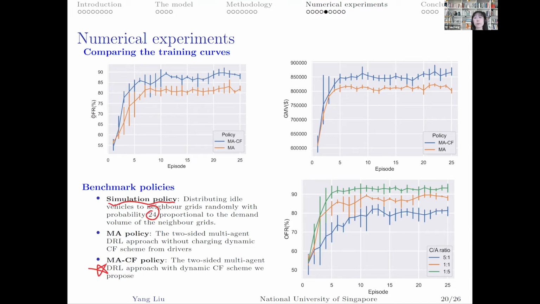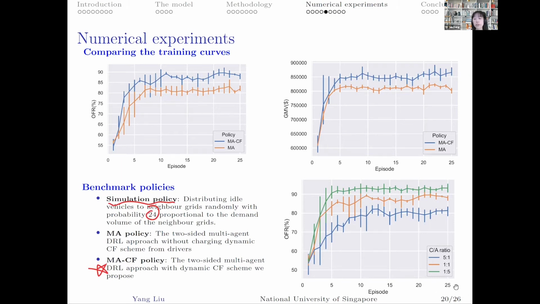So order fulfillment rate represents the percentage of orders that have been fulfilled. It is an important indicator for the level of service. And in terms of the total revenue, the second plot gives us the total revenue. We can see our policy also outperforms the MA policy.